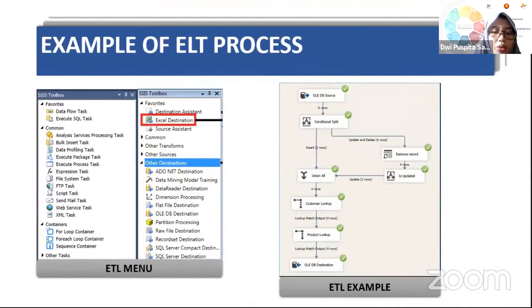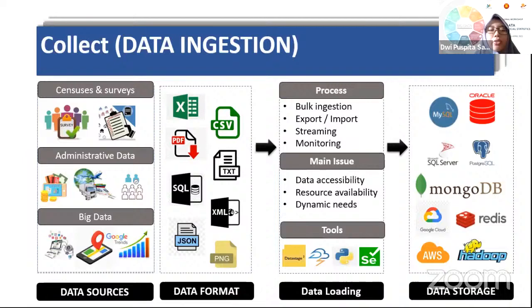Next, we're going to move to an explanation about each phase in the data pipeline. So the first phase is the collect phase, or data ingestion. It is where you collect data from various sources. And as has been explained by Bu Novi in the first session, the main issue of data engineers is that there are various technologies, various data, and also various data sources and data formats. That's the main issue of data engineers.